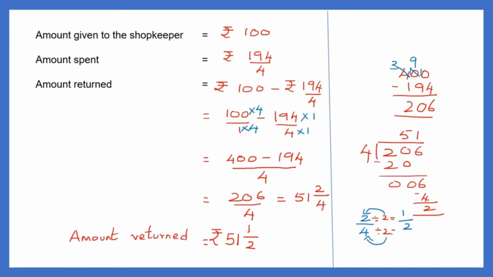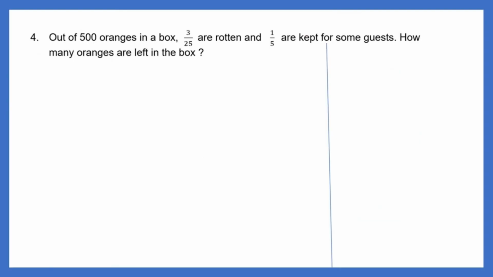Amount returned is 51 1 by 2. Question 4. Out of 500 oranges in a box, 3 by 25 are rotten, they're spoiled, and 1 by 5 are kept for some guests. How many oranges are left in the box?